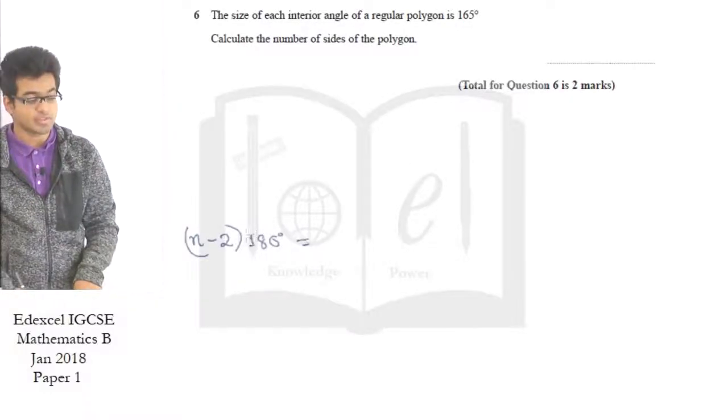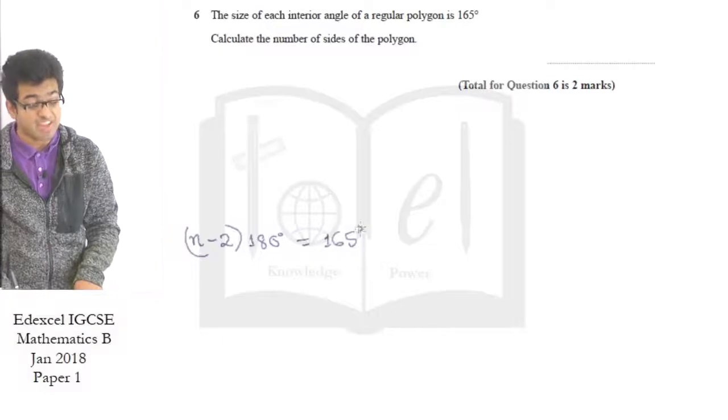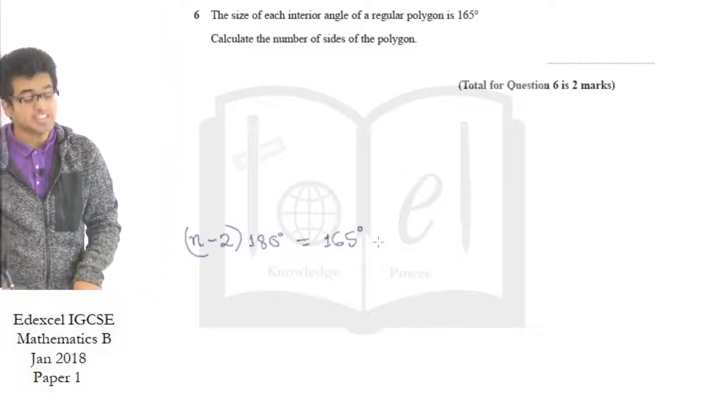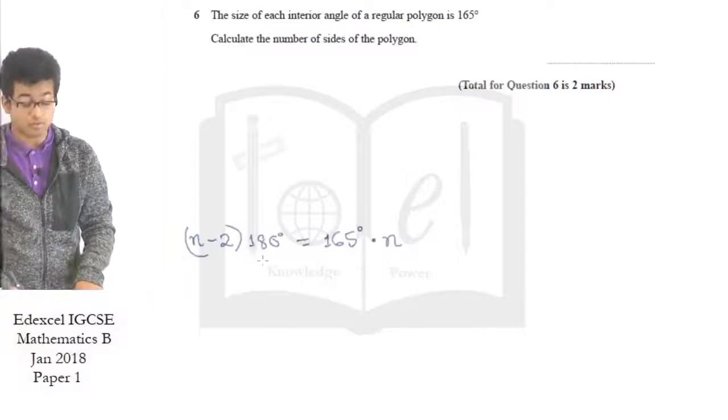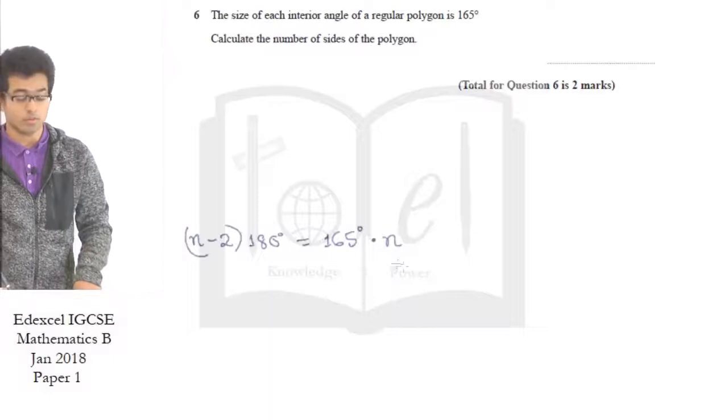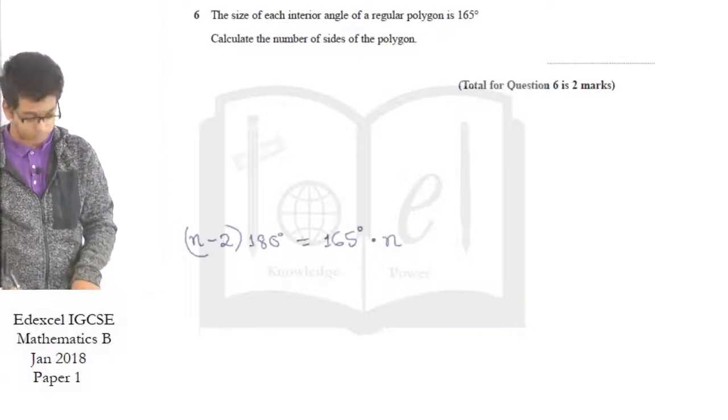In this case, we know that this number is equal to 165 times n, because each interior angle is 165 degrees. Therefore, this is the total of all the angles, and this, of course, is also the total of all the angles. So now we just have to solve for n.